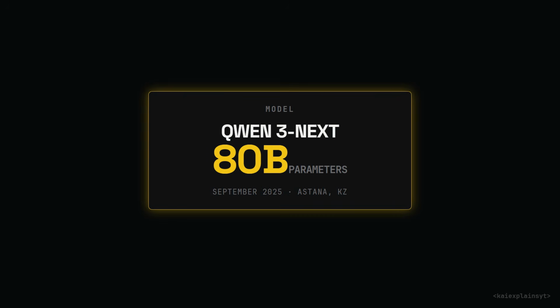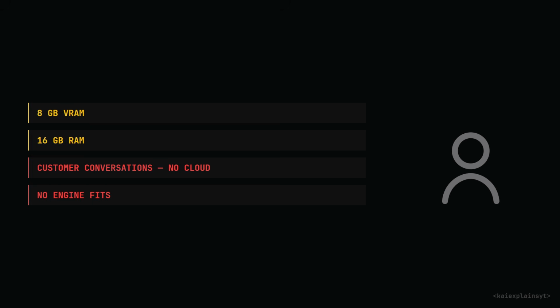The model is Qwen 3 Next, 80 billion parameters. Anwar Sharapudinov shipped it in September 2025 out of a hackathon in Astana, Kazakhstan. He had 8 gigabytes of video memory, 16 gigabytes of RAM, a pile of customer conversations he could not send to the cloud, and no inference engine that would load the model he wanted to use.